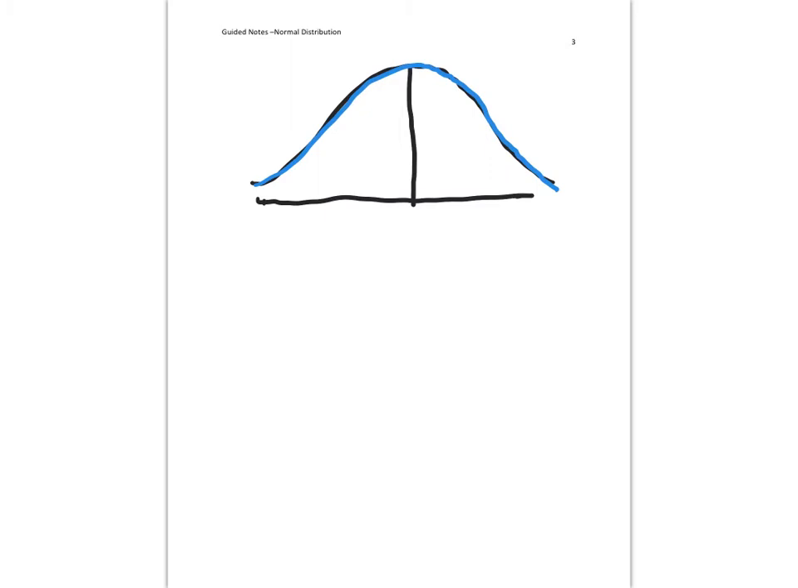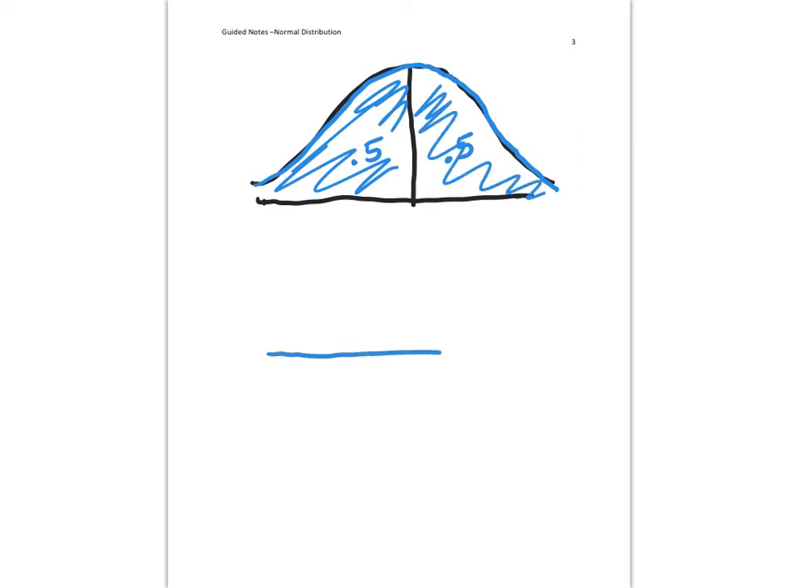By definition, it's symmetrical. That means you have 0.5 probability here and 0.5 probability there. All the area over here is 0.5. All the area over there is 0.5. If I had another curve, and let's say I want to find all of this area, that area right there is actually the same area as this here.